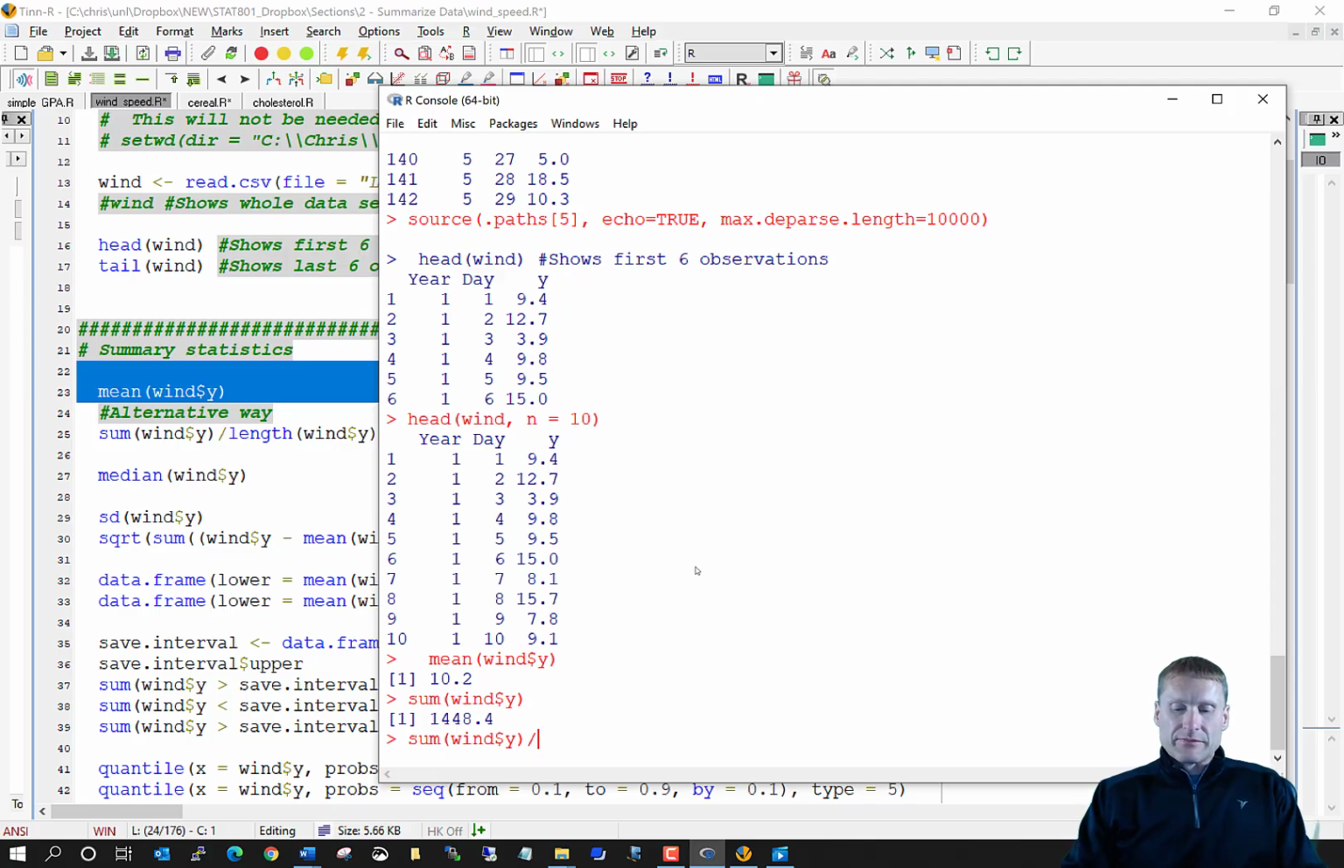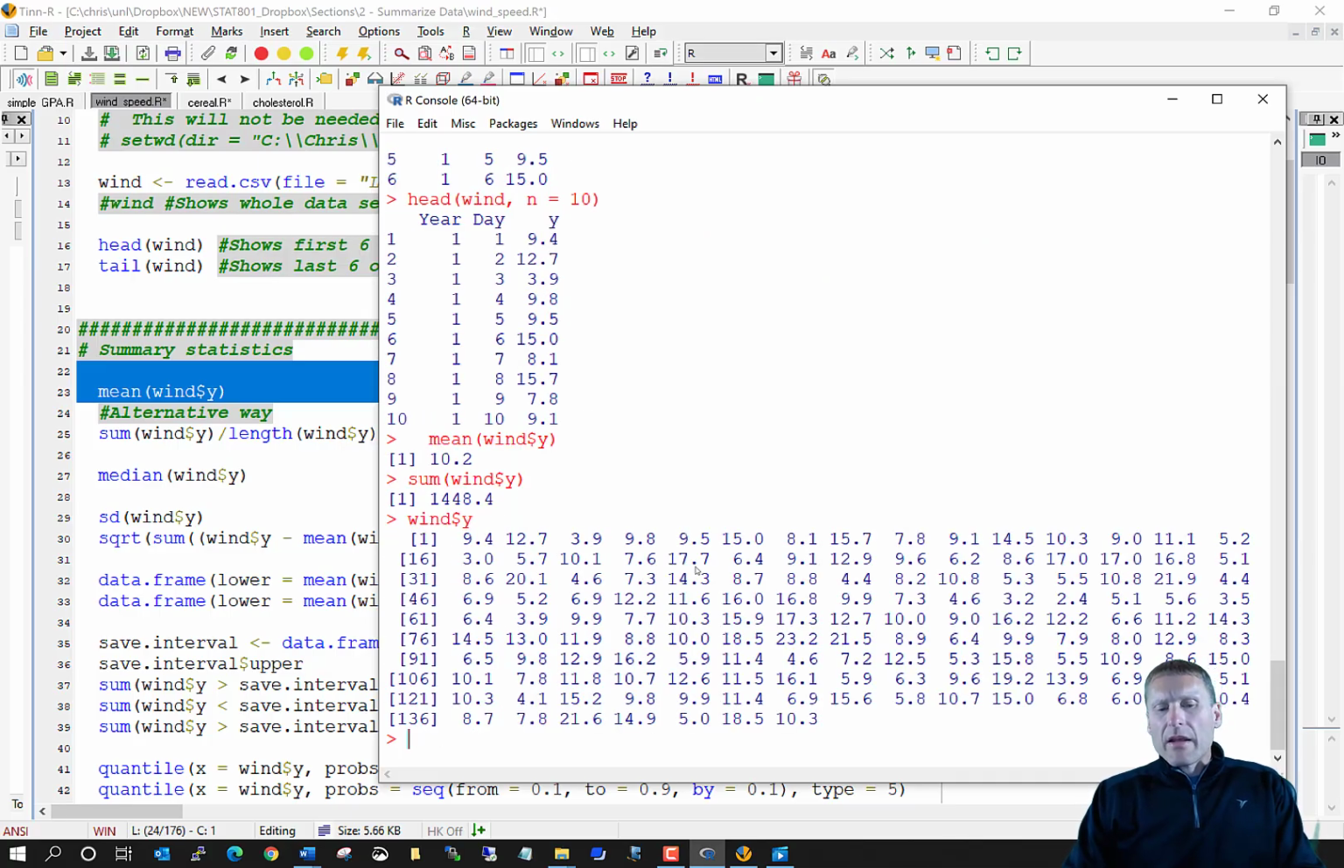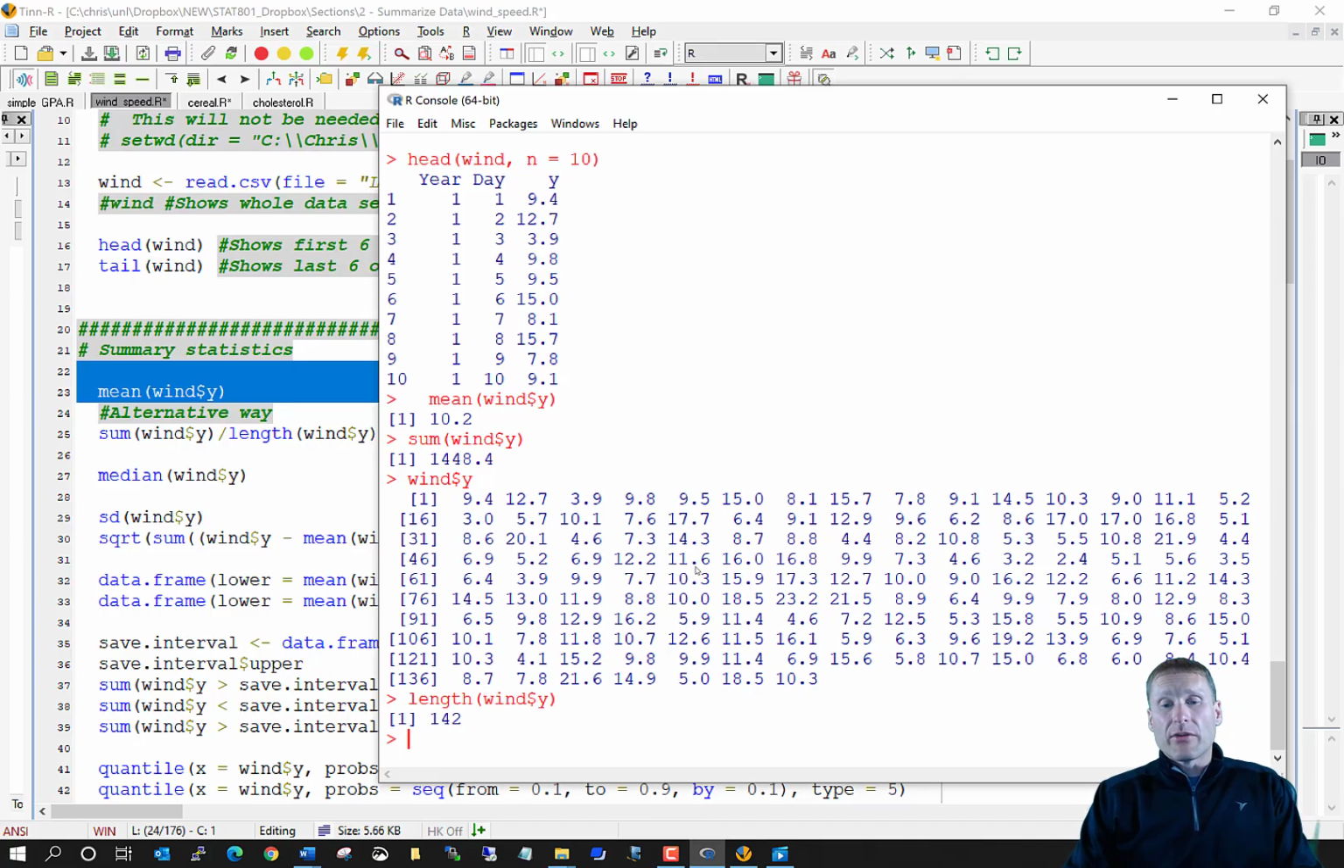If I want to take the average of it, I need to somehow calculate what was my overall sample size. So in other words, if I take a look at wind$y again, I'd like to come up with a way to count all these items automatically. In other words, how long is this sequence of numbers here? And so if I do length of wind$y, I get 142.